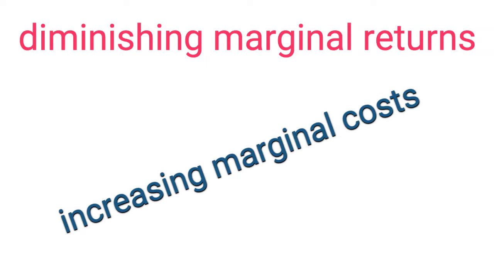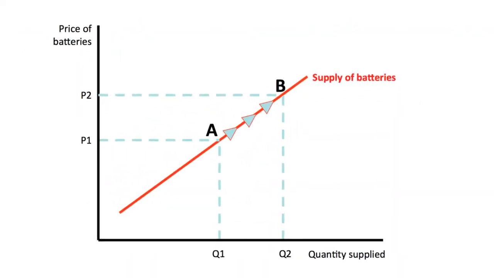In this video, we will introduce the notions of diminishing marginal returns and increasing marginal costs as an explanation for the upward sloping shape of the supply curve. This topic is further studied in the theory of the firm chapters. One of the key assumptions of this theory is the existence of a short-term and a long-term cost.